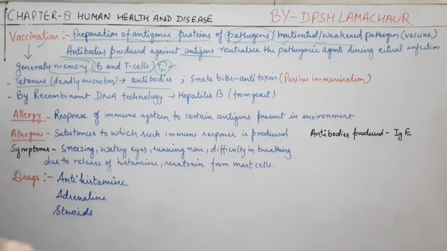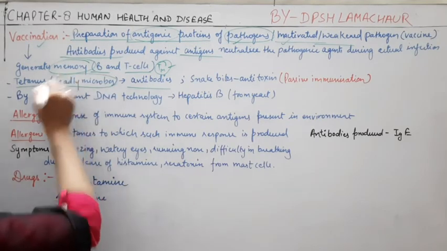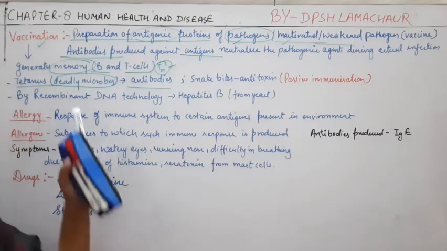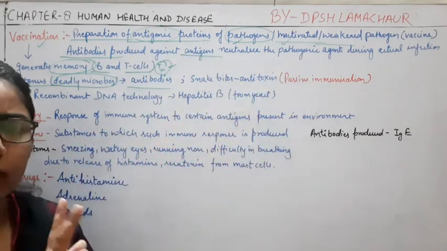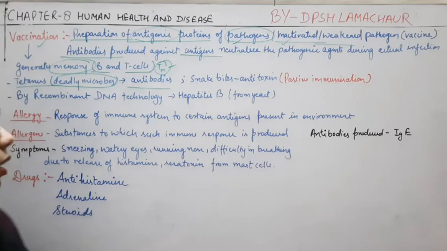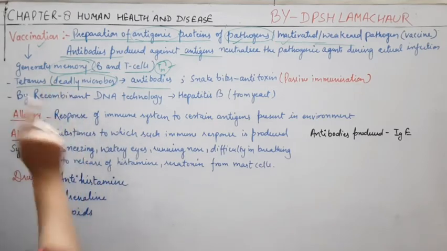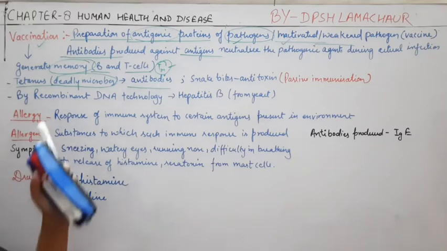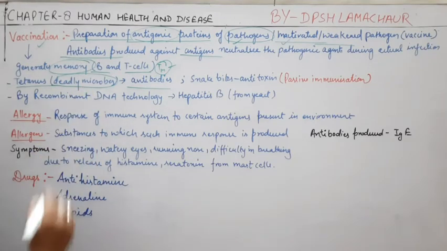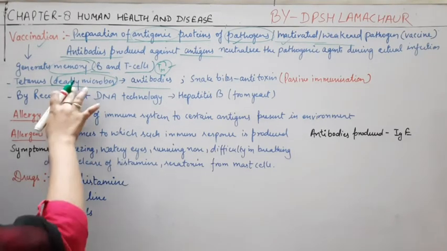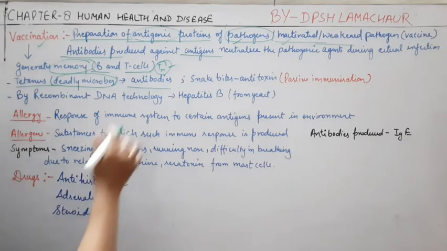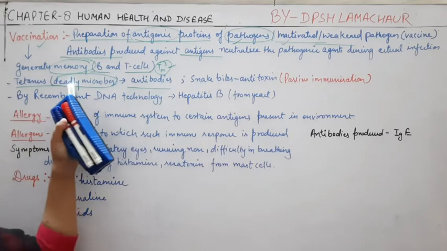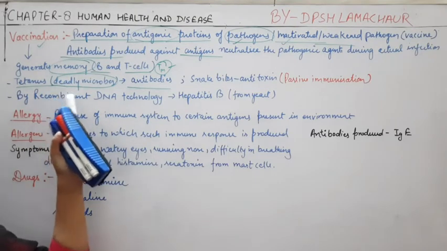And here, what type of microbes are we taking? We are taking dead microbes. Make sure you know that we can take live, dead, or weakened ones. So for making the vaccination for tetanus, we provide dead microbes injected into the body, so that the body will make antibodies for this pathogen.